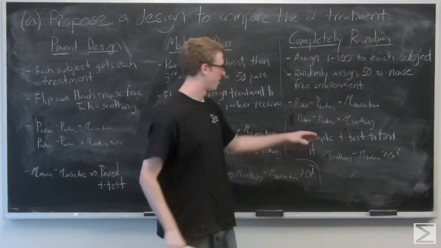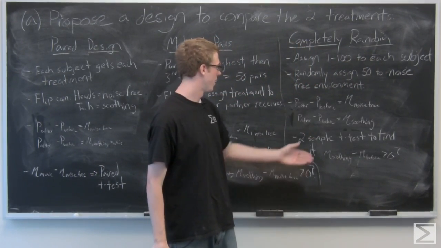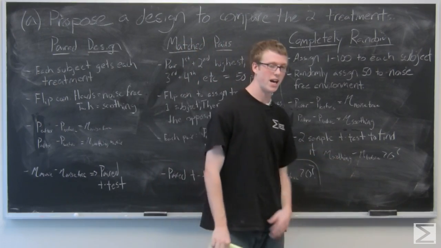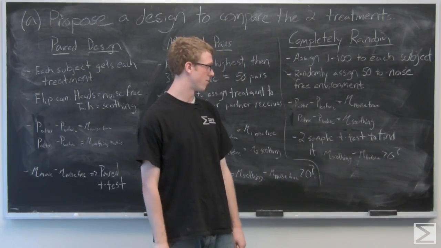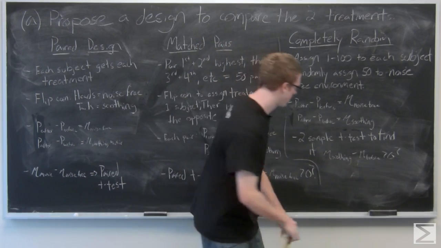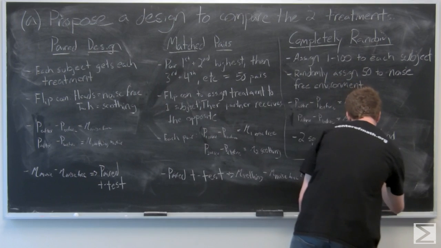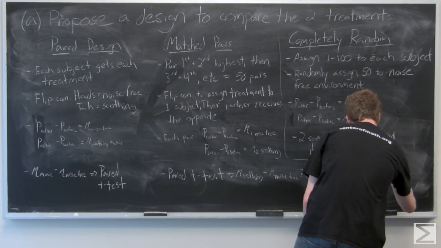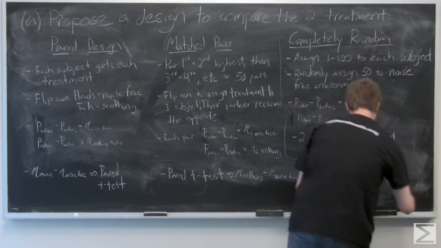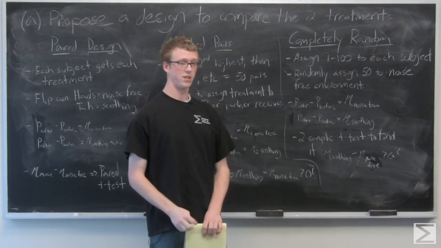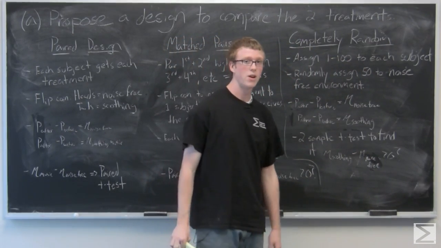So again, we're going to run the two-sample t-test to find out if the average difference in blood pressure from listening to soothing music minus, excuse me, this should be the average difference in the noise-free. And we're going to run that two-sample t-test to see if that's greater than zero.